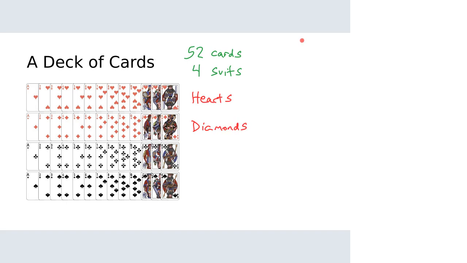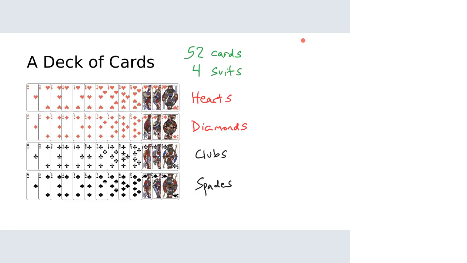As we move further down the page, the next one is clubs, commonly referred to when you're teaching kids as puppy feet. I don't know if y'all did that with yours, but I did that with mine. And then finally at the bottom, we have spades. We have hearts, diamonds, clubs, and spades.